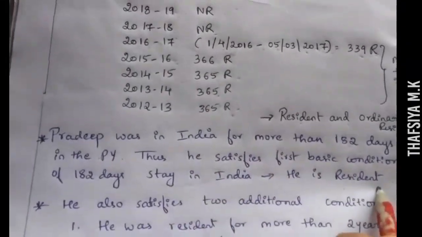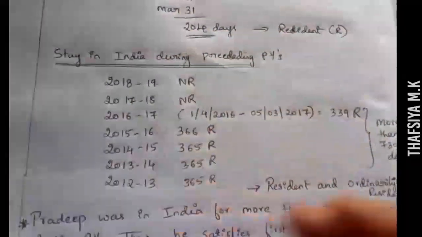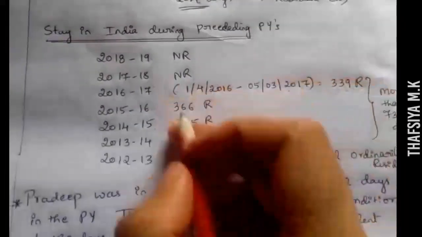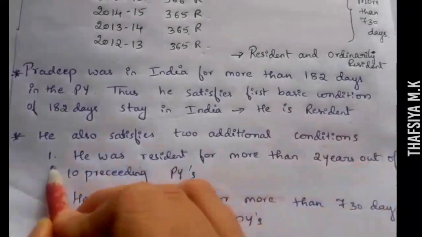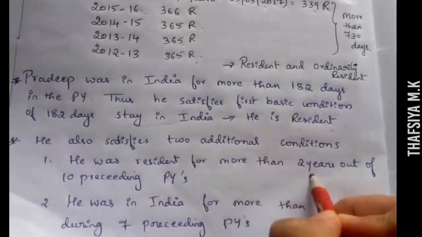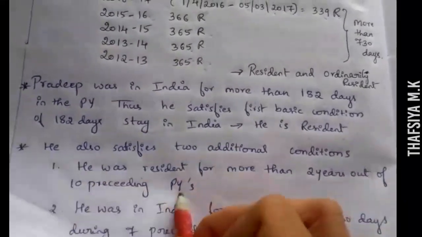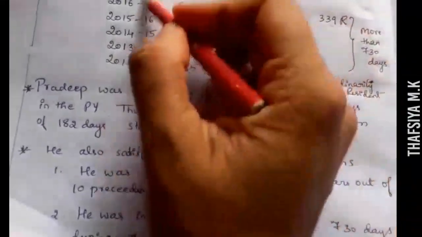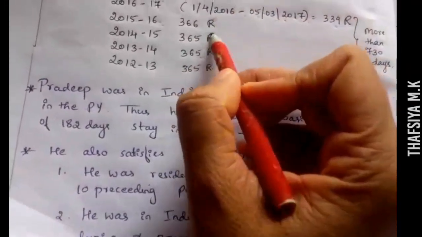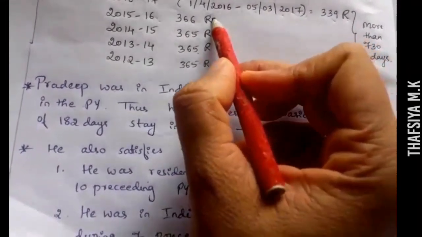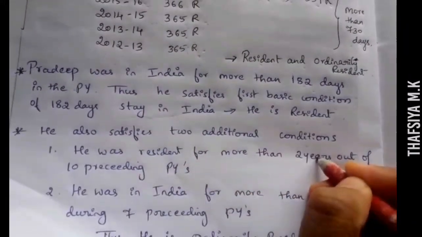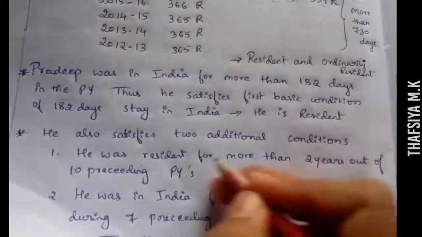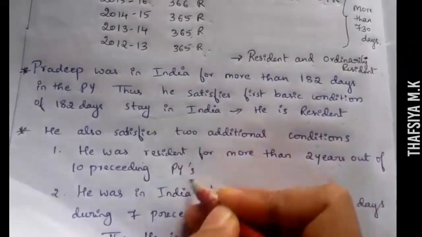He is a resident. Second, to prove ordinarily or not ordinarily resident, he also satisfies the 2 additional conditions. That is, he was resident for more than 2 years out of 10 preceding previous years. Out of 10 we can take 10, but no need to take 10, because he already stayed in India in the first 7 years only. So out of 10 previous years he stayed in India more than 2 years. So this first additional condition is satisfied.